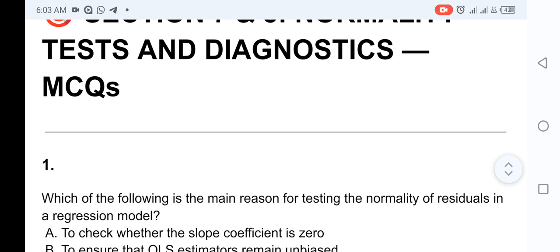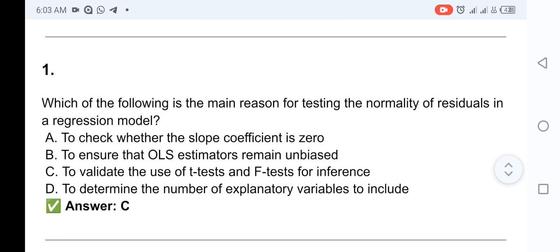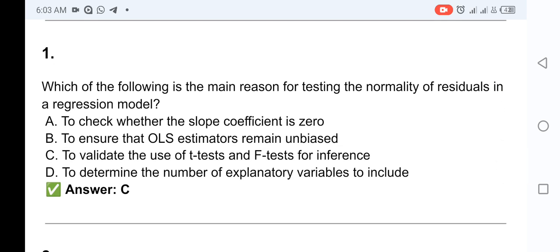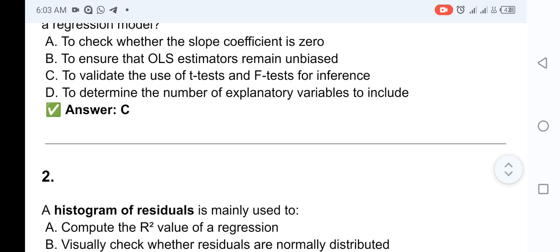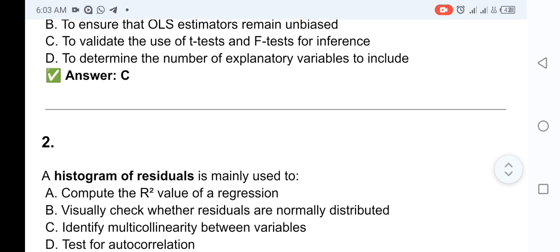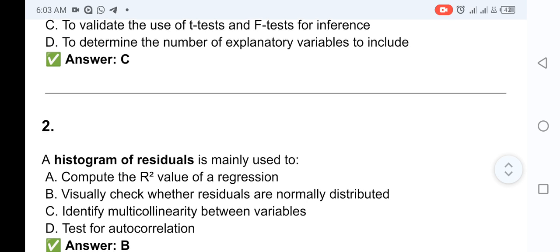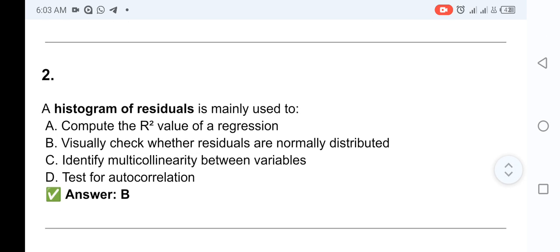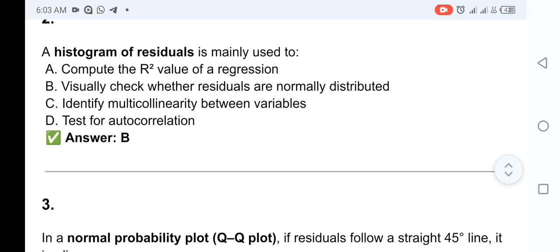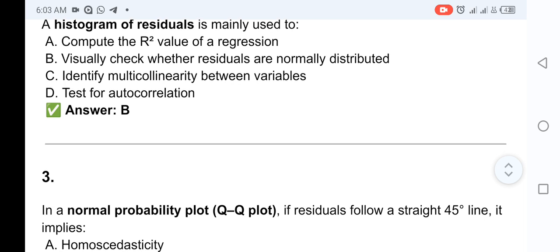1. Which of the following is the main reason for testing the normality of residuals in a regression model? A. To check whether the slope coefficient is 0. B. To ensure that OLS estimators remain unbiased. C. To validate the use of t-tests and F-tests for inference. D. To determine the number of explanatory variables to include. Answer C. 2. A histogram of residuals is mainly used to: A. Compute the R squared value of a regression. B. Visually check whether residuals are normally distributed. C. Identify multicollinearity between variables. D. Test for autocorrelation. Answer B.